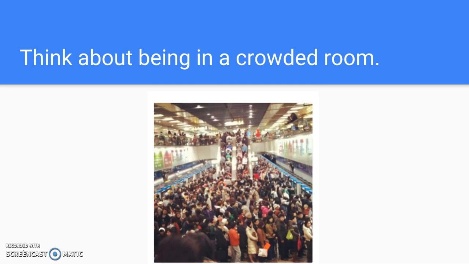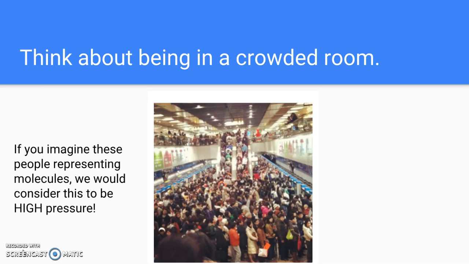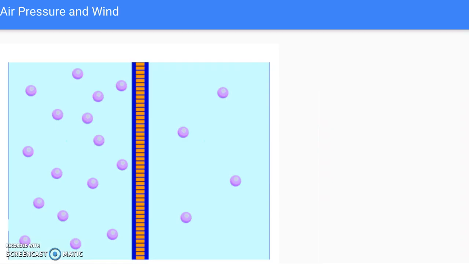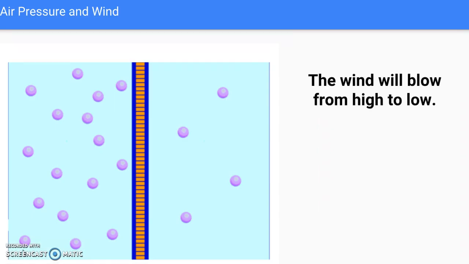Think about being in a crowded room. Look at this picture closely. Look at all those people. They are like molecules. If you imagine these people representing molecules, we would consider this to be very high pressure. The wind will blow from high to low. You may remember that phrase from last week when we learned about land and sea breezes.